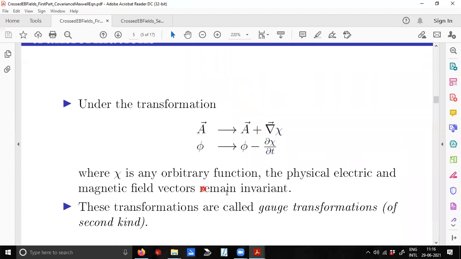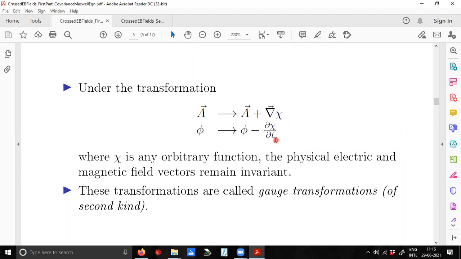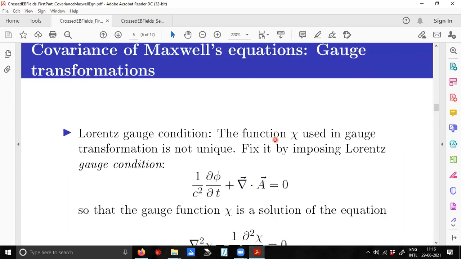That is called a gauge symmetry, and the transformations are called gauge transformations. This is an observation. If I introduce A and phi, there is an advantage and there is a symmetry associated with it. You can choose A and phi. Somebody else can choose A plus gradient of chi, phi minus dou chi by dou t. No problem with the physical fields. What do you choose for A and phi? That is left as a blank question.